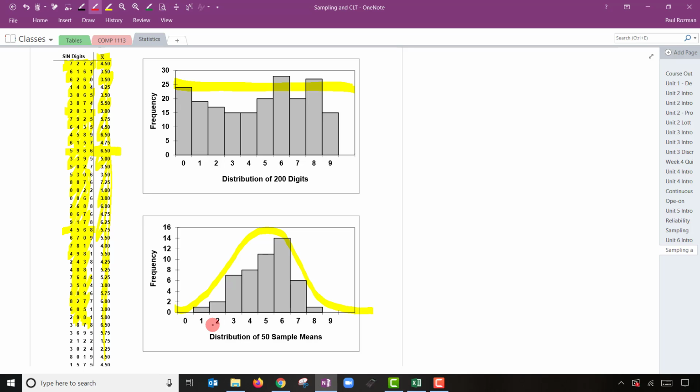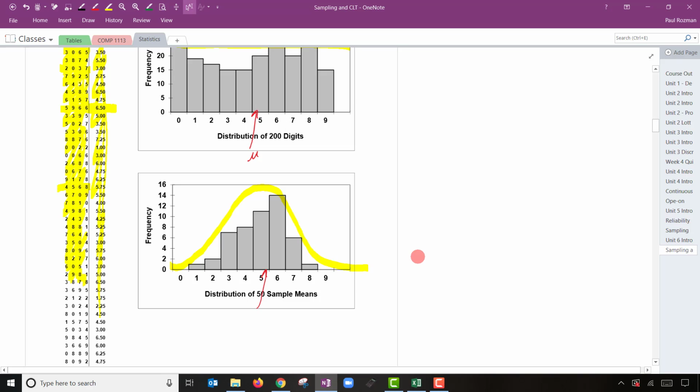Another thing we're supposed to take a look at here is, I have a mean for my original population, and then I have a mean for my sample, and they're in the same place. So the mean of my sample means is equal to the mean of the population.